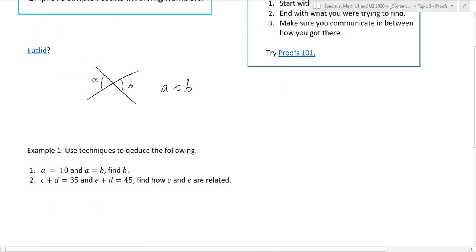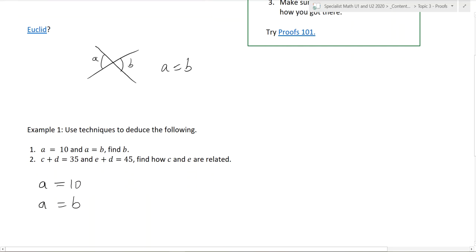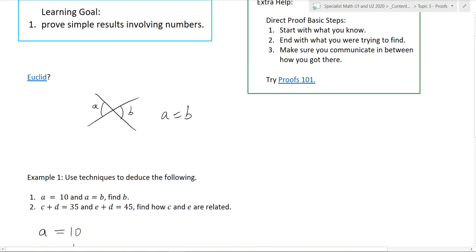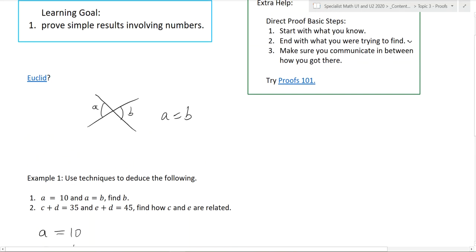We want to find what B is, so we start with what we know. We know that A equals 10. We know that A equals B. So if we substitute this first one into the second one, we get the answer. So we've finished with what we know. We communicated in between and we start.